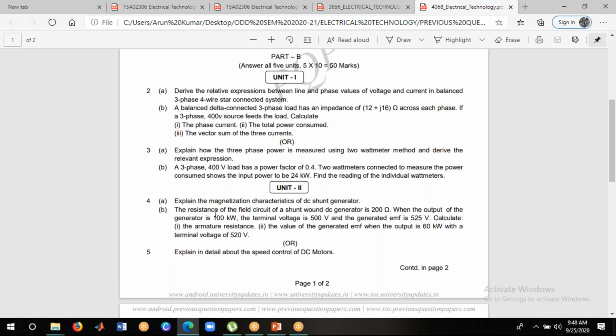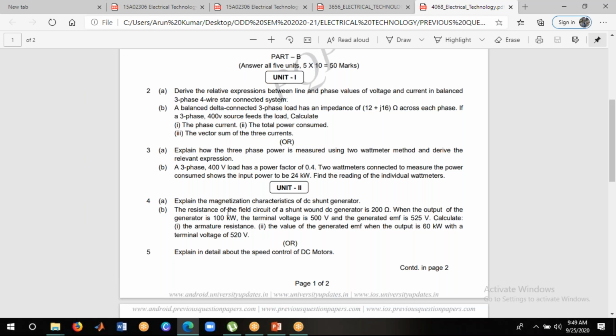And the resistance of field circuit of a shunt wound generator. Here, if you see this problem: calculate the armature resistance and the value of generated EMF when the output is 60 kilowatts with the terminal voltage 530 ohms.